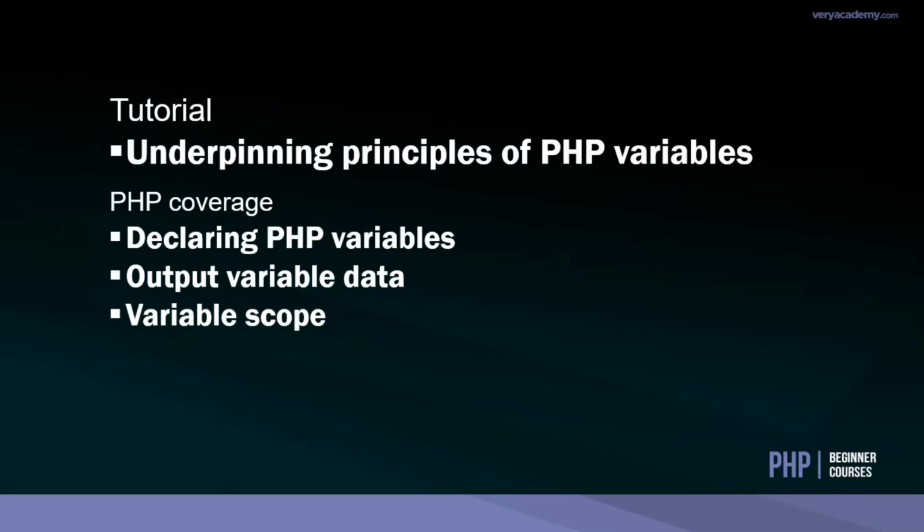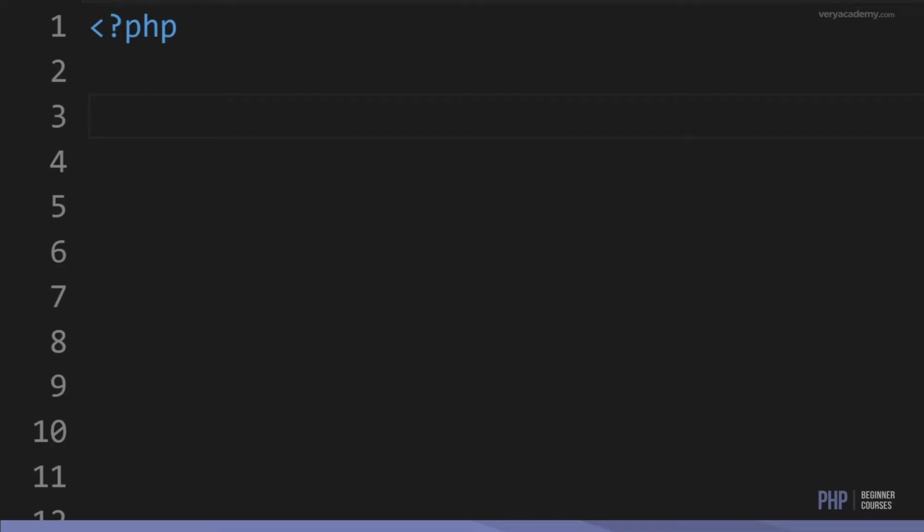So here we're going to look at the underpinning principles of PHP variables. We're going to cover declaring PHP variables, outputting the variable data, and then have a little look at variable scope. So think of a variable as a container, a place where we can store information. And then somewhere in our program we can retrieve that information when we need it.